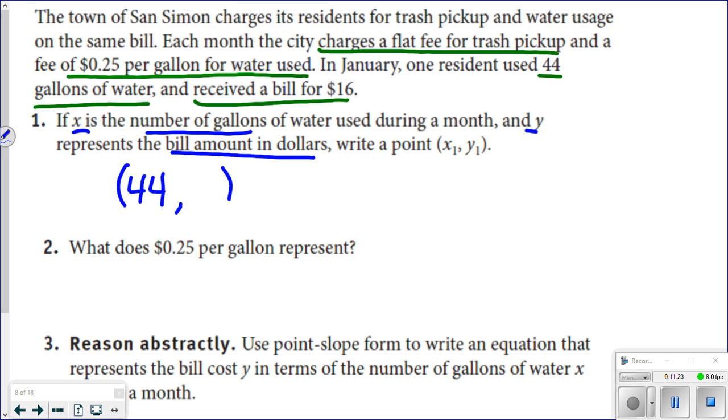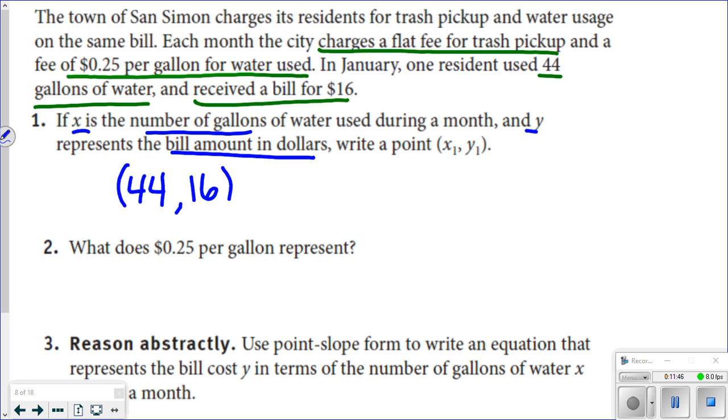And what's their total bill? 16. So here's the point that we're going to use for our point slope form. 44 gallons of water, $16 is the total amount.